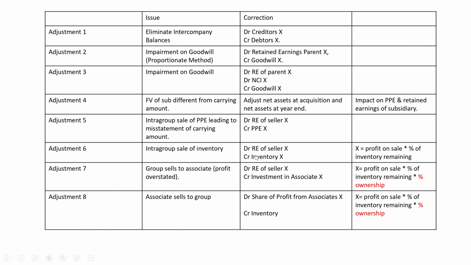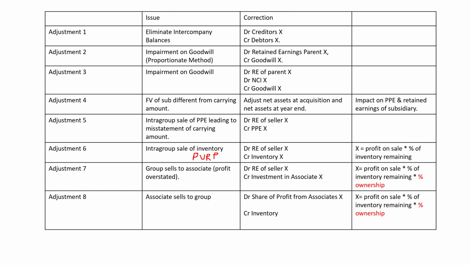And the intergroup sale of inventory we call a PURP adjustment, PURP, which is called provision for unrealized profits. And this figure is given by the profit on the sale multiplied by the percentage of inventory remaining. So remember, we did debit retained earnings of the seller, credit inventory.